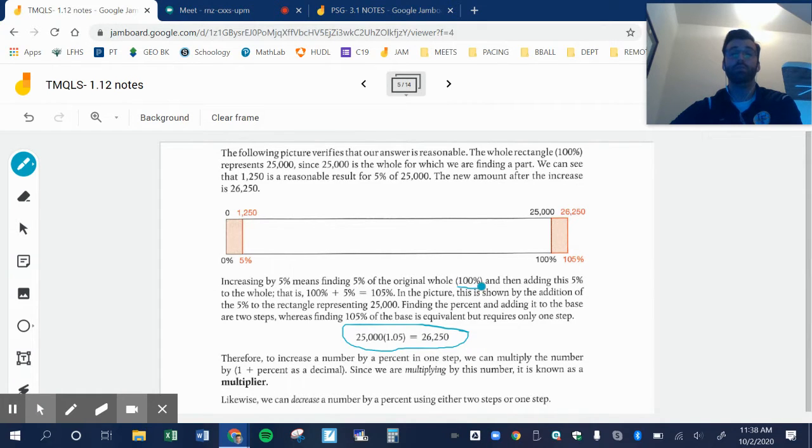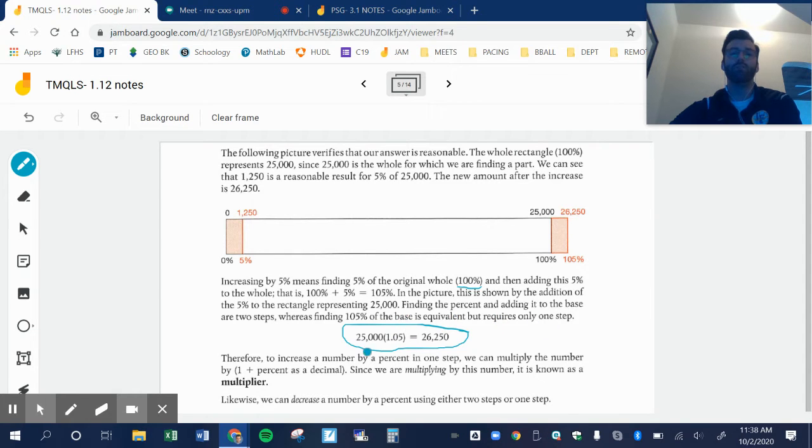So of the 100%, then adding 5% to the whole. That is 100% plus our 5%, okay, to give us 105. And the picture is showing the addition of 5% in the rectangle, representing 25,000. All right, 5% adding it to the base are 2 steps, whereas 105% requires only 1.